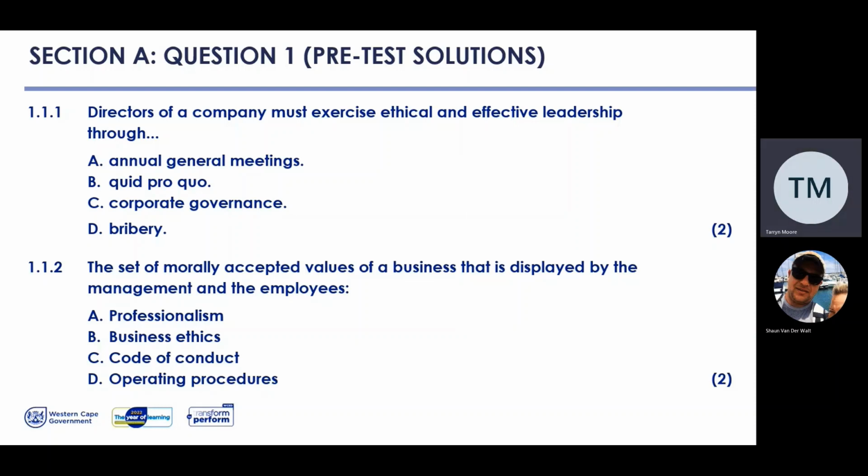So in this case, the popping words would be exercise ethical and effective leadership. How can this be done? Our answer: corporate governance. Corporate is what a business should be able to do, and governance is something that needs to be done throughout the business, but it can only be done the right way, and it can only be done by means of your leadership. They lead the way.